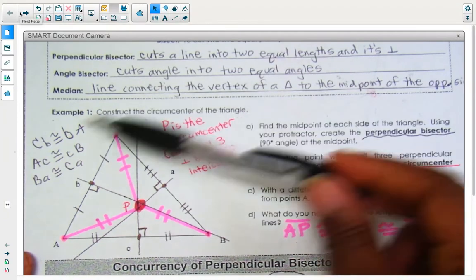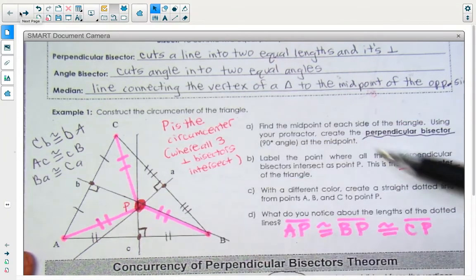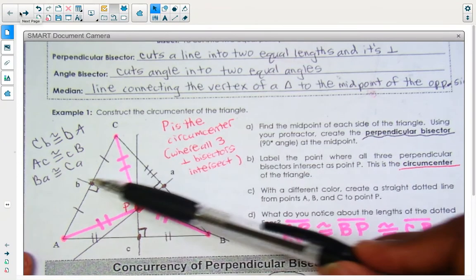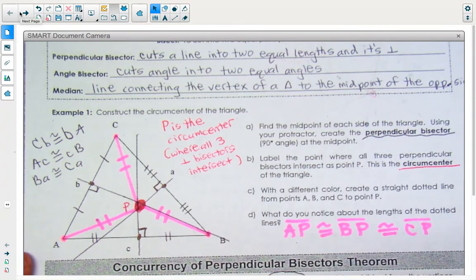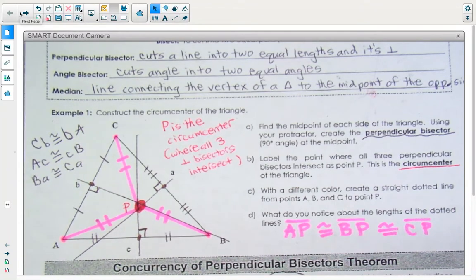So that's what I got from this first section right here. This first section is telling us about medians, and it's also telling us about perpendicular bisectors. And I apologize, there are no medians in this one. This one is telling us about perpendicular bisectors, and it tells us how to find the circumcenter.